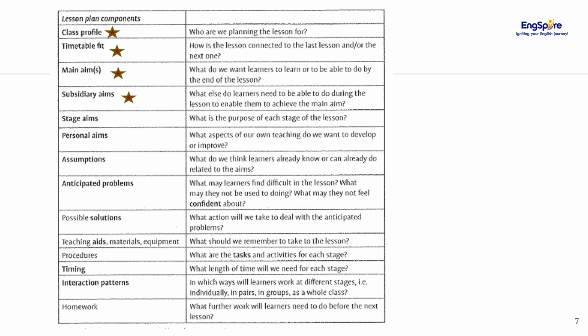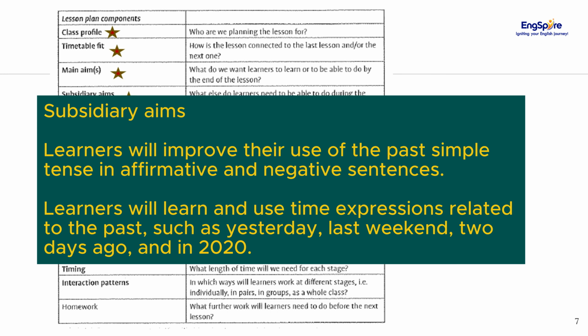Subsidiary aims are additional aims that support the main aim. For example, if the main aim is speaking about past experiences, possible subsidiary aims could be: learners will improve their use of the past simple tense in affirmative and negative sentences. Learners will learn and use time expressions related to the past, such as yesterday, last weekend, 2 days ago, and in 2020.